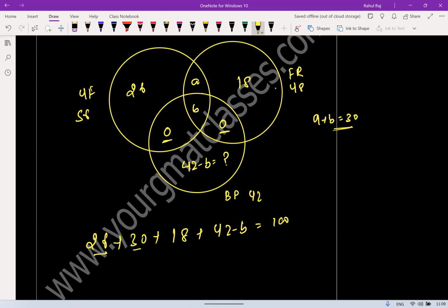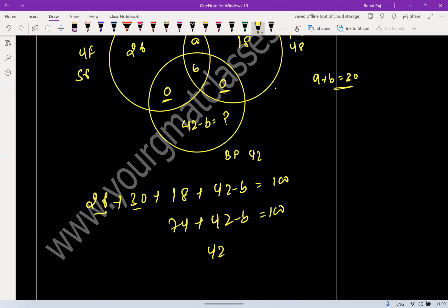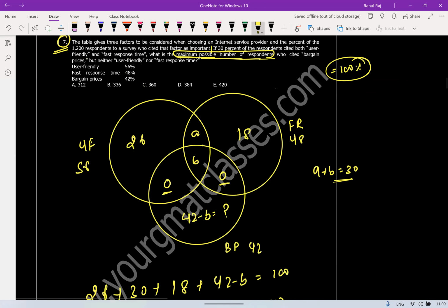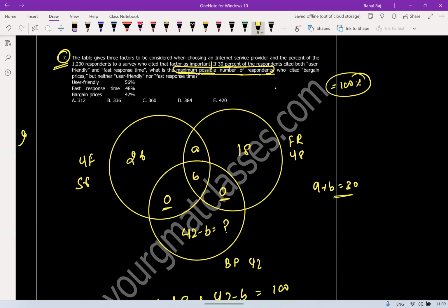What is 26 plus 30? 36, 46, 56 plus 10 is 66 plus 8 is 74, plus 42 minus B is equal to 100. I'm supposed to find 42 minus B. This is 100 minus 74. That is 26%. So 26% of 1200 is your answer.